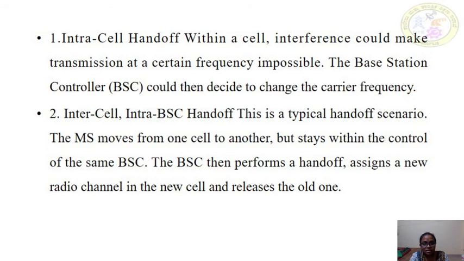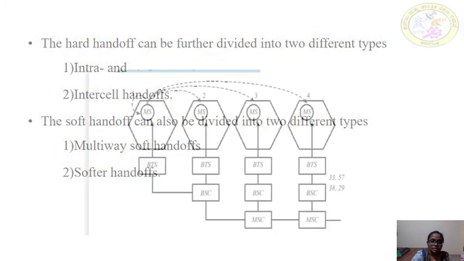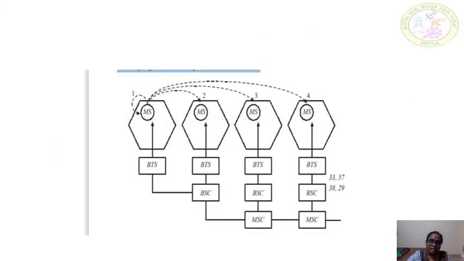The inter-cell, intra-BSC handoff is a typical handoff scenario. The mobile station moves from one cell to another but stays within the control of the same base station controller. You can see in the diagram, this is inter-cell, that is from one base station to another. The BTS is different, the BSC is the same.